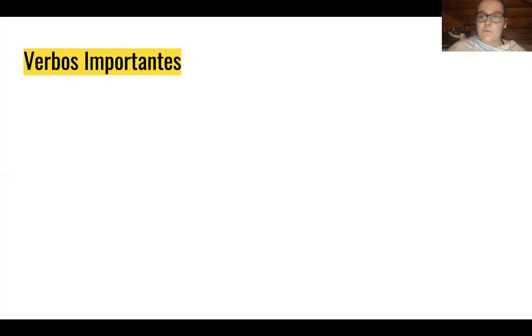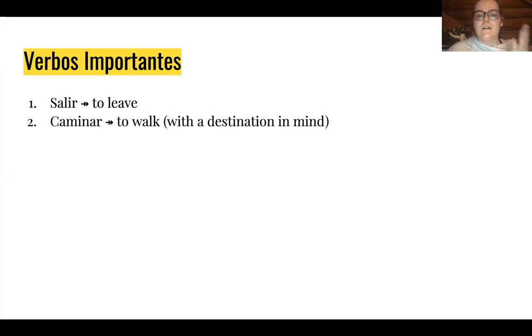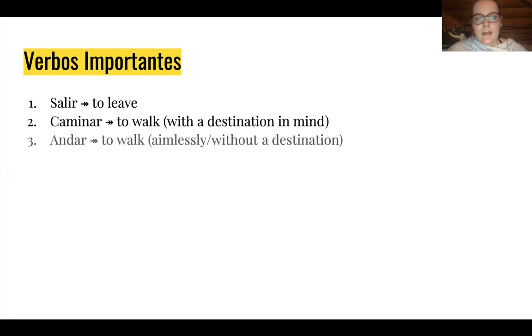So we're gonna start with some important verbs. First, we have salir, which is to leave. You also learned that it's to go out. But in the context of directions and giving directions, you're going to say leave. Caminar is to walk, and andar is also to walk. So the difference between these two and when you're going to use them is in parentheses.